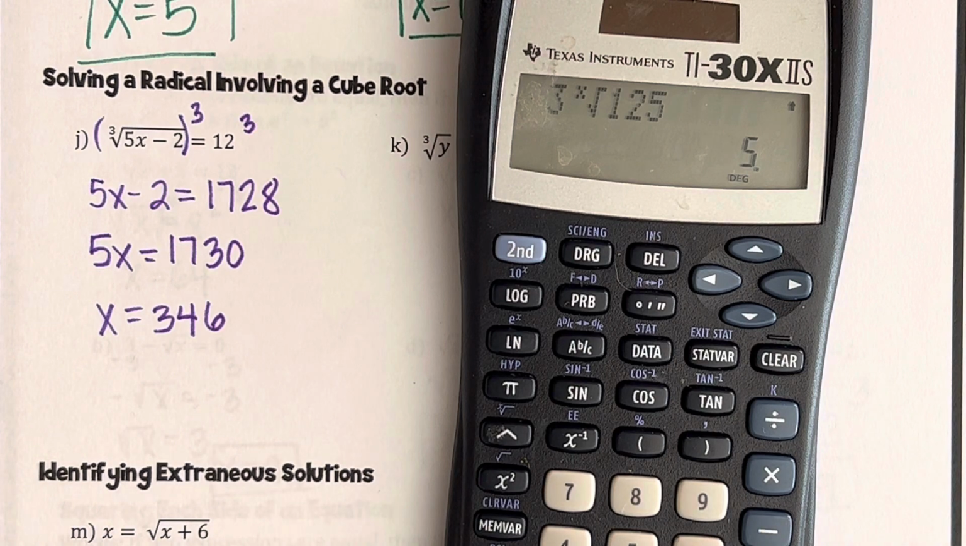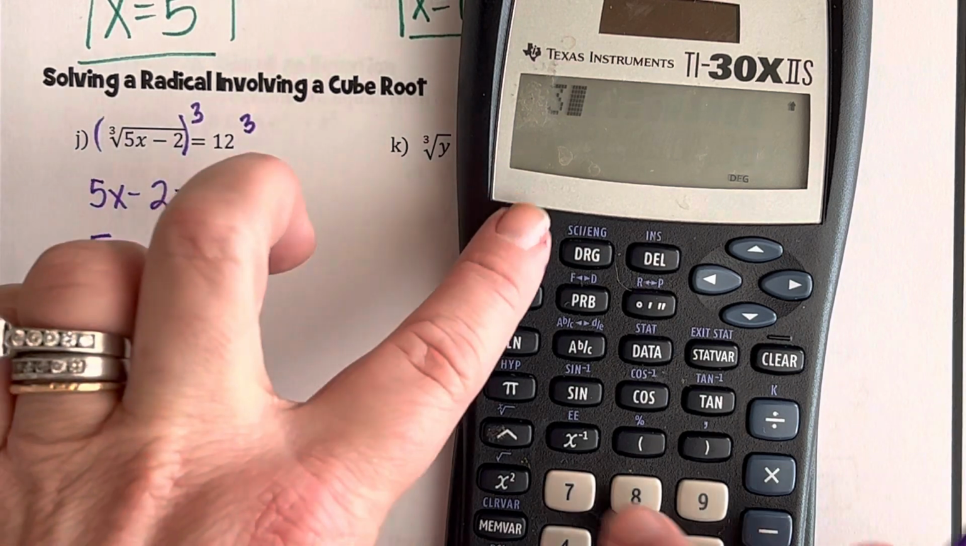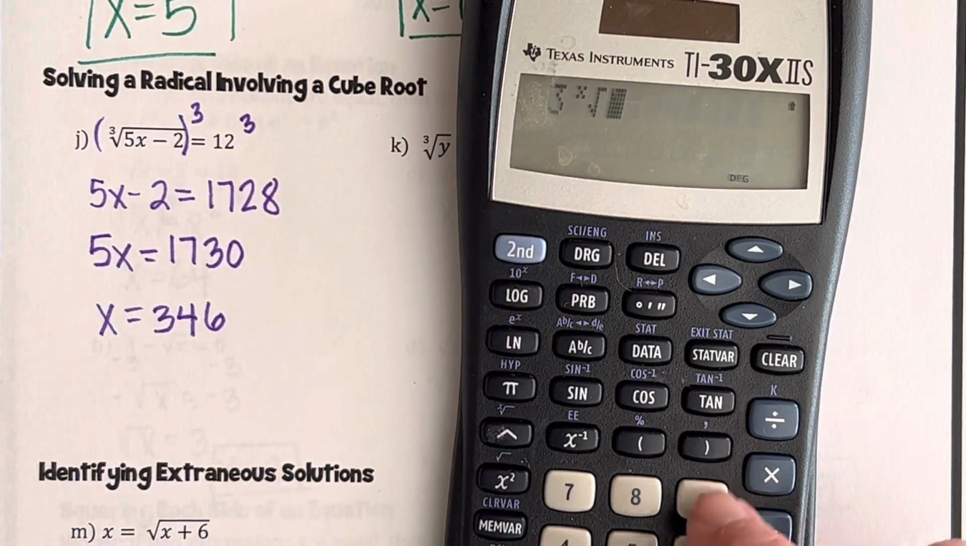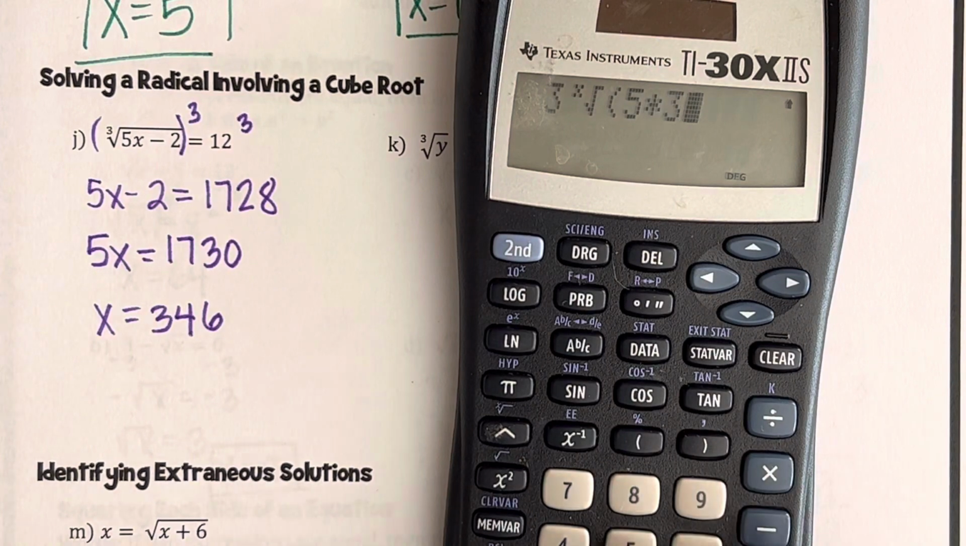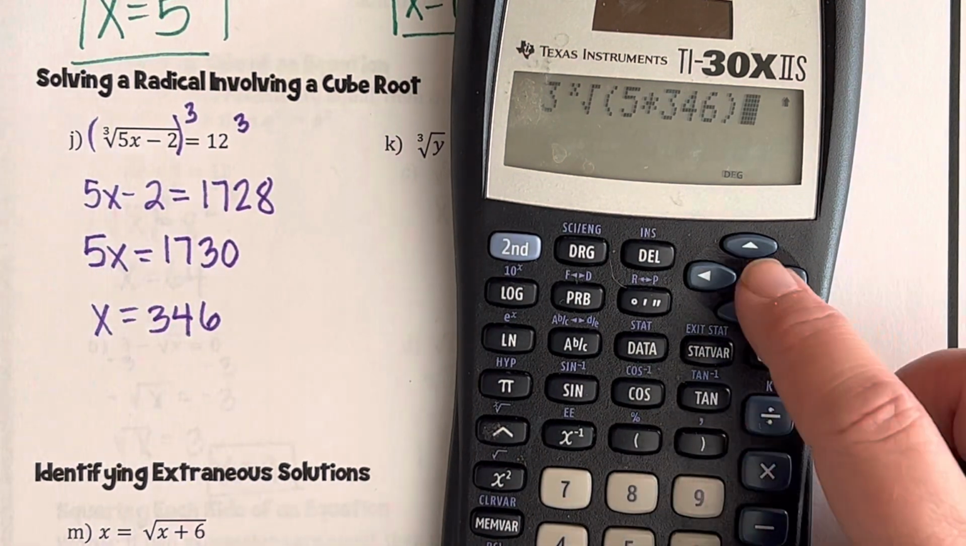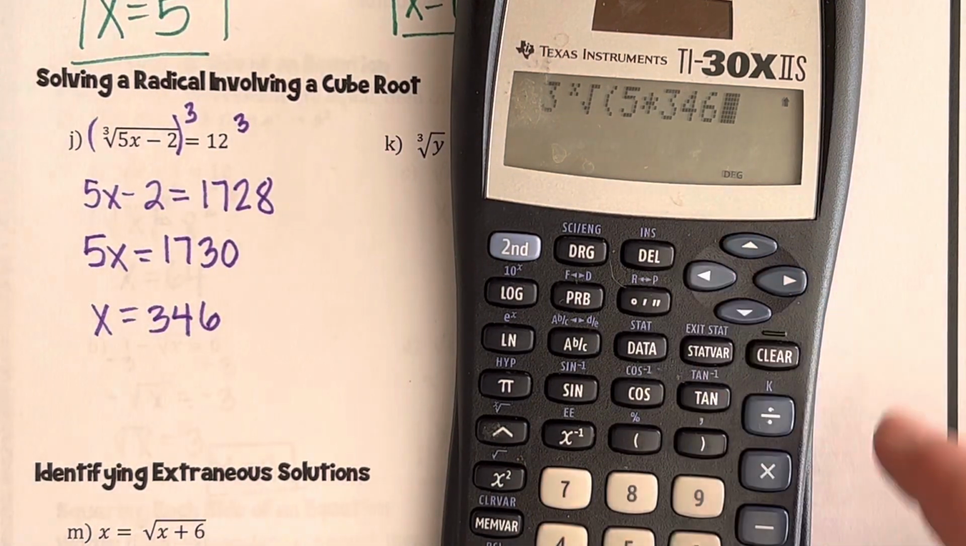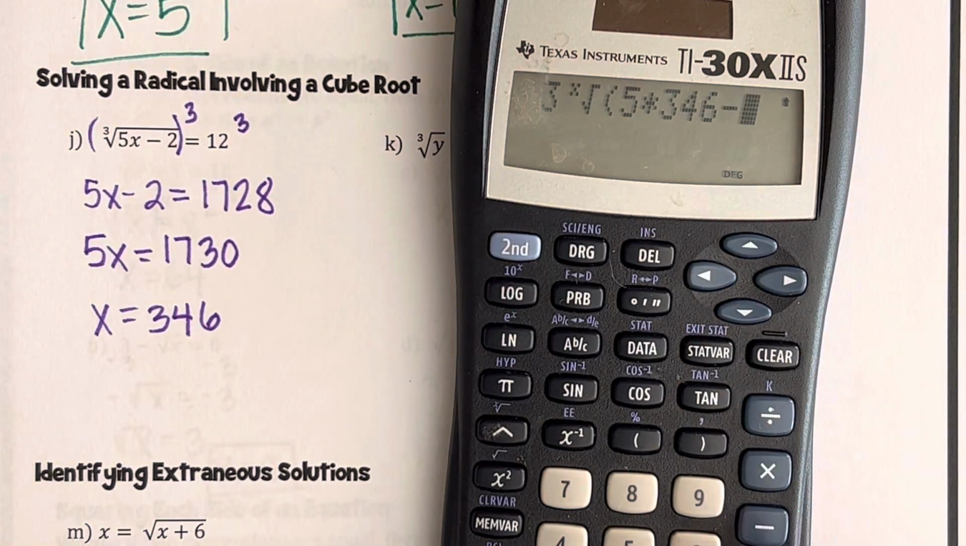Okay, so then maybe I messed up here. So let's try one more time. So the cube root of 5 times 346, maybe I should do that in parentheses. 5 times 346. Oh, I know what I did. And then we're going to subtract 2. There we go. Okay, so that is our correct answer.